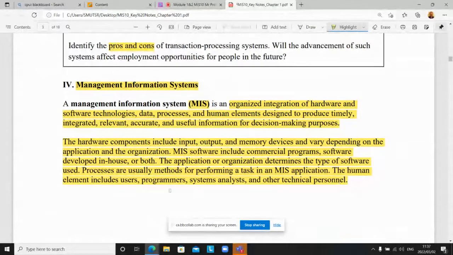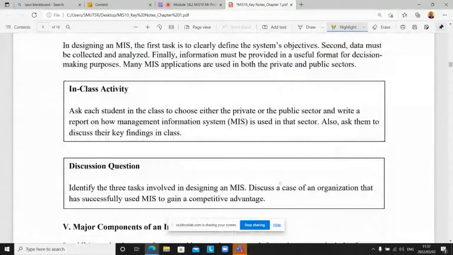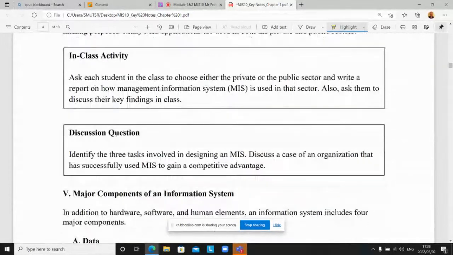And they're talking about the human element here, which is not accountants. The accountants will use this software, but we've got programmers, system analysts, other types of technical personnel. Please Google those. Okay. In designing an MIS, I don't think at this level in first year we're going to ask you about the design of an MIS, but it has to be useful, which is what we are referring to.